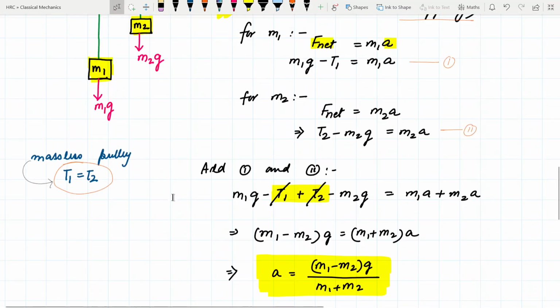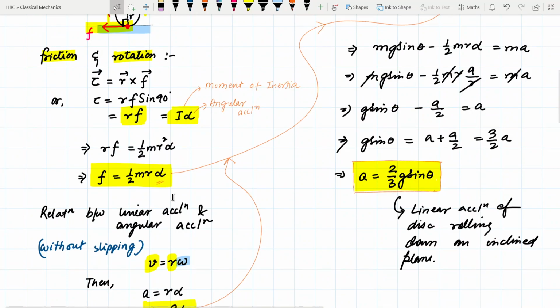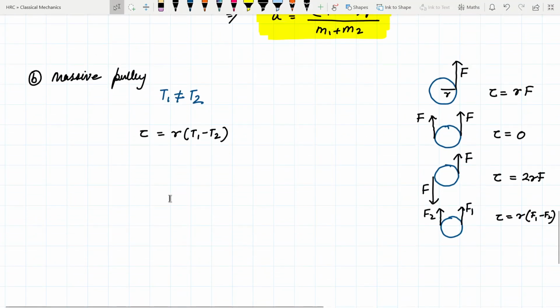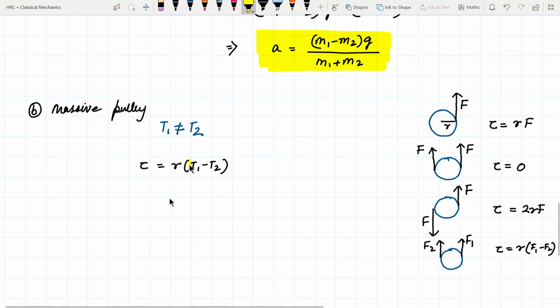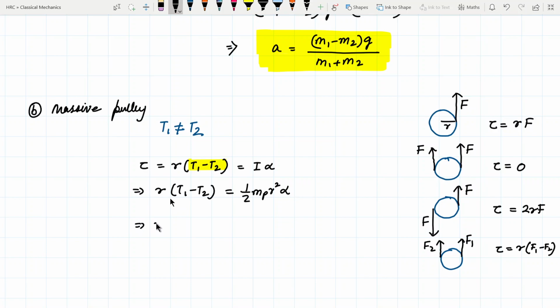Yes, sir. Okay. So the way we did it in the previous question, we took one expression for torque, RF, and the other relationship with moment of inertia and angular acceleration. We do the same thing here. R times the difference in the forces at both these points of contact is equal to the moment of inertia times angular acceleration. So what is the moment of inertia of the pulley? If we consider the pulley to be a disk, the moment of inertia is half mp r square, times alpha. Or T1 minus T2 is equal to half mp r alpha.